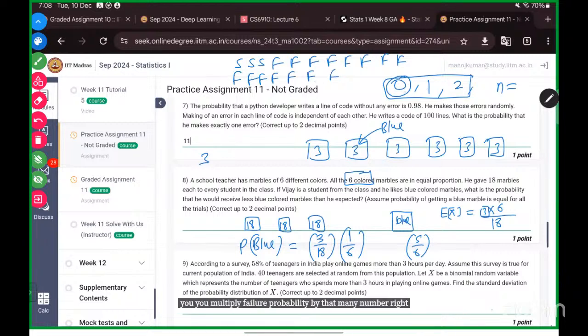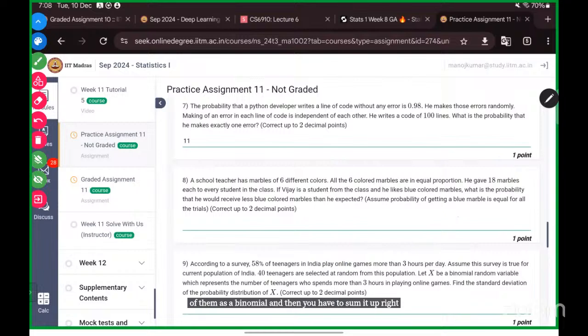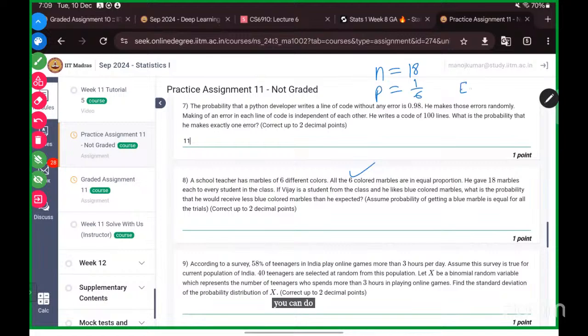That's why you do it. So 18 is the n, and you want 0, 1, or 2 of them as a binomial, and then you have to sum it up, right? So we got that n is equal to 18, p is equal to 1 by 6. From this also you can get 3 by 18. Expectation, actually, you can do it n into p if you want. Same thing, right? 3 you will get.